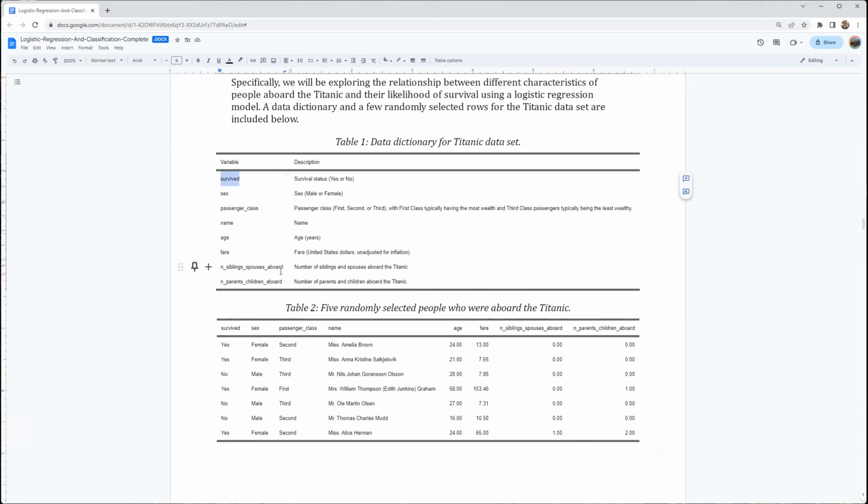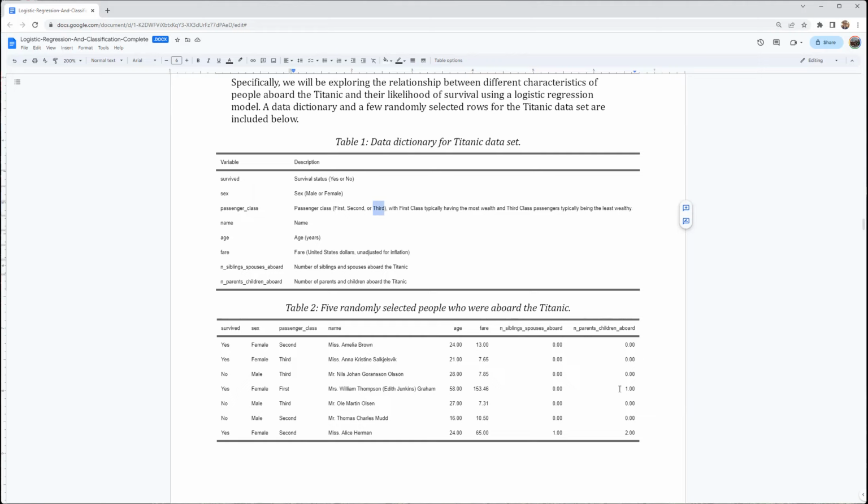We have the survival status of each passenger, yes or no. We're going to model that using logistic regression. We have the sex of each passenger being male or female in this data set, the passenger class, so whether they were a first, second, or third class passenger. This is going to be a categorical predictor, where first class means they're the wealthiest passengers, third being the least wealthy. We have the name of the passenger, which is interesting to see, but we're not going to use that in terms of modeling. The fare that the passenger paid in US dollars, the number of siblings that that passenger had aboard or spouses, and the number of parents.